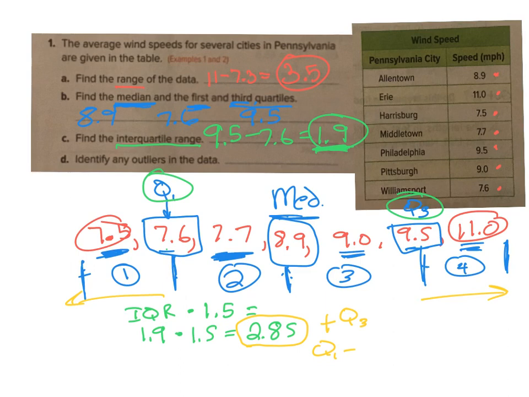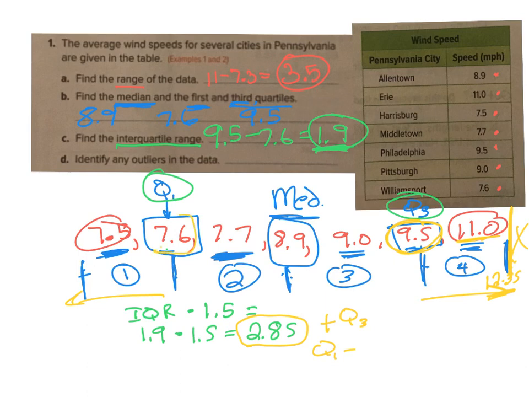So quartile 3 is this 9.5. 9.5 plus 2.85 equals 12.35. So anything 12.35 or bigger would be considered an outlier. Well, your biggest one is 11 here, so no outliers there. Let's go to the other side.